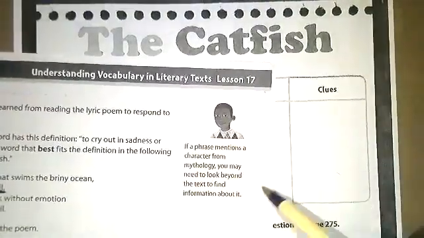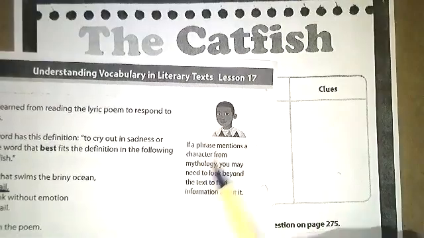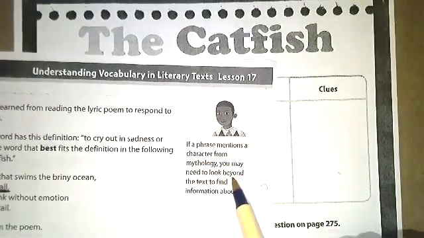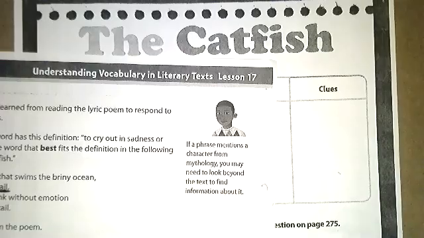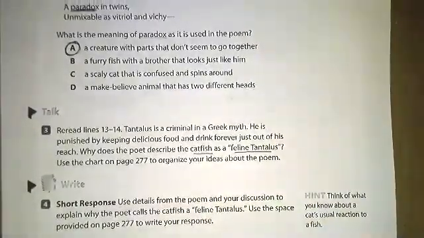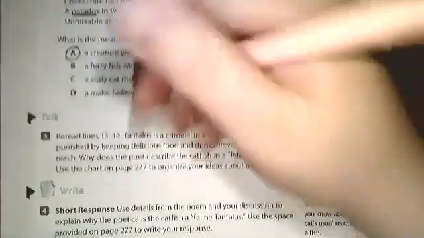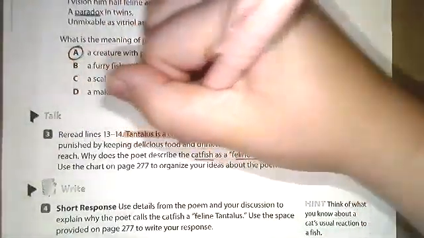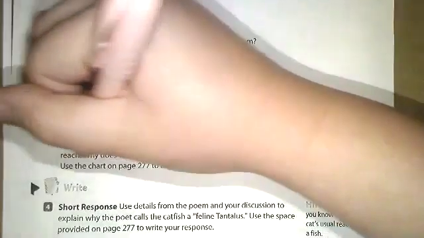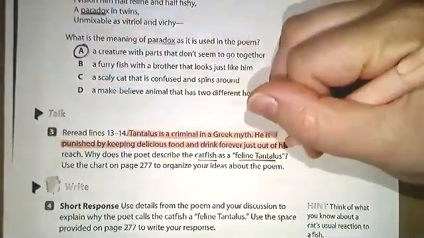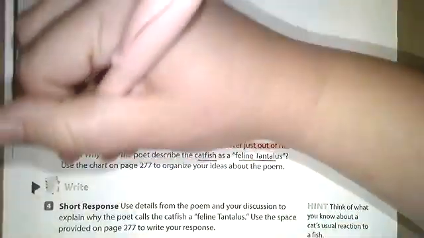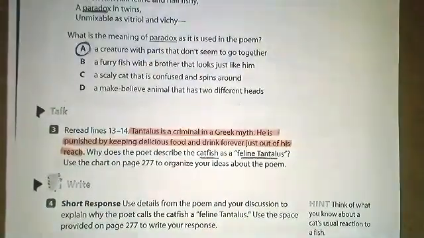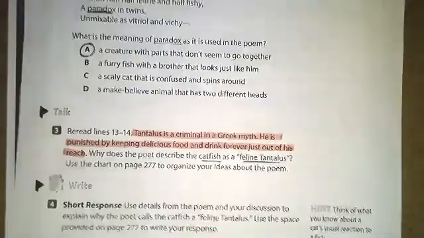So, as mentioned before, when it mentions a character from Greek mythology, you may need to look beyond the text for information about it. So nowhere in our text did it provide the information that Tantalus is a criminal in Greek mythology and he is punished by keeping delicious food and drink forever just out of his reach. In our poem, it doesn't mention that. However, it is provided beyond the text.